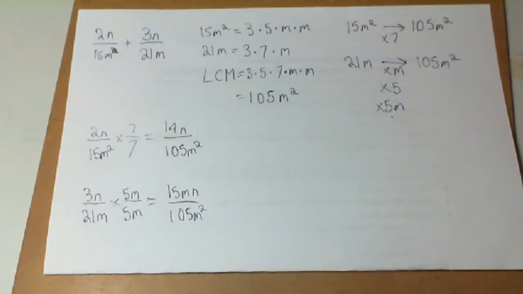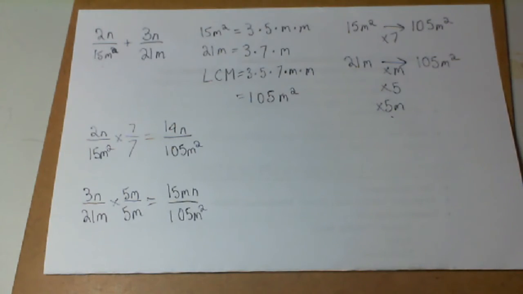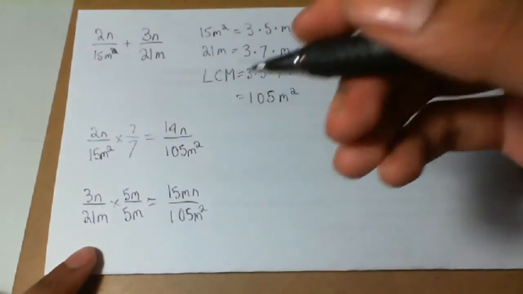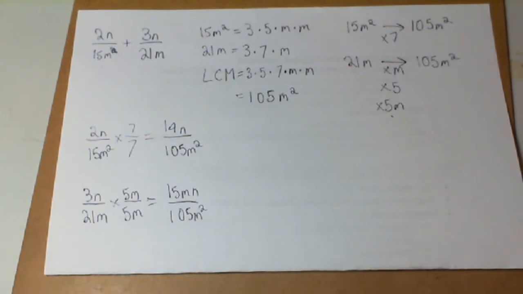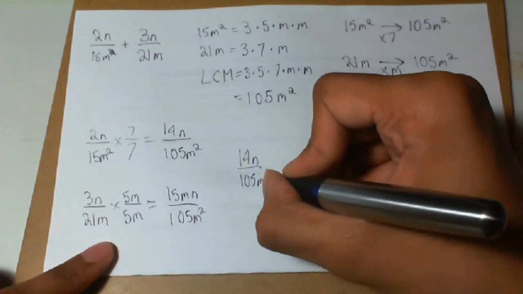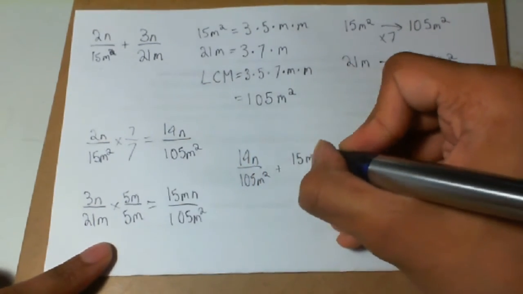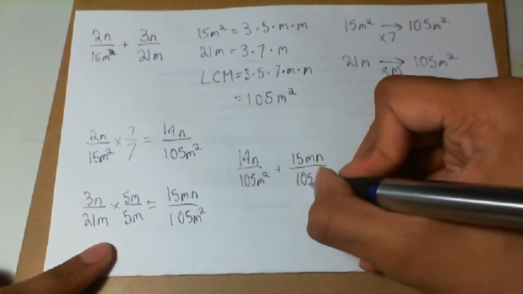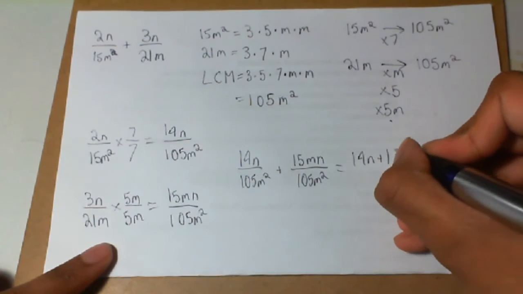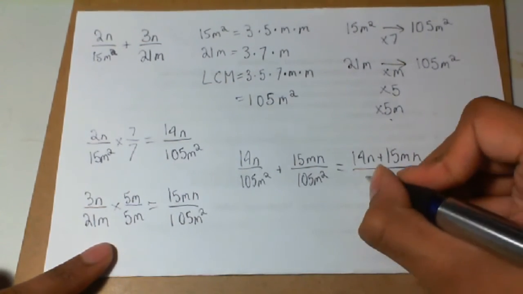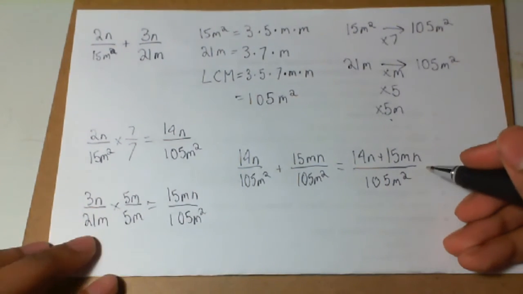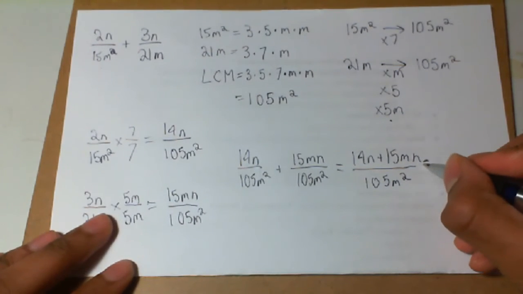Okay, now we can use what we've learned from the previous scenarios. Since these are both like fractions, they both have like denominators, we can simply add them like normal fractions. So it's just 14n over 105m squared plus 15mn divided by 105m squared, and just add them like normal fractions. So 14n plus 15mn divided by 105m squared. Normally you can just leave it like this, but here you notice that you can actually factor out the n, right?